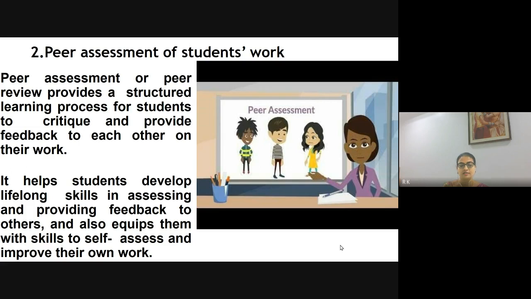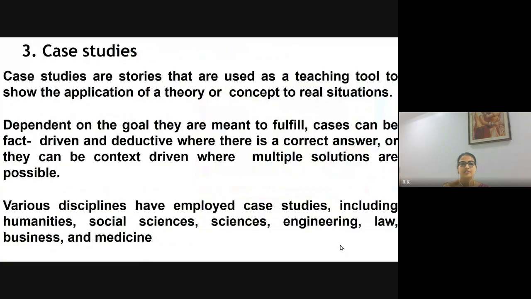So in that way, we should encourage the peer assessment of students' work rather than the teacher asking. It helps the students to develop lifelong skills in assessing and providing feedback to others, and also equips them with the skill to self-assess and improve their own work. The next one is case studies.